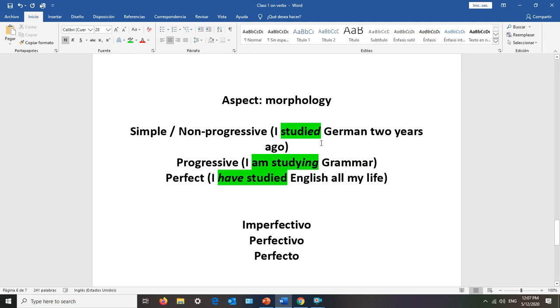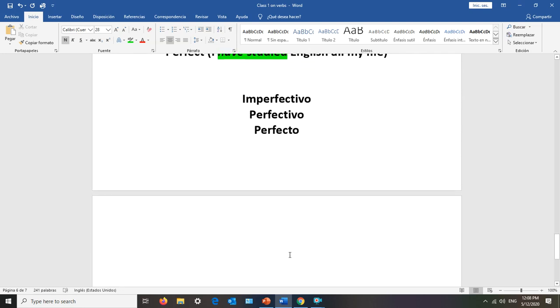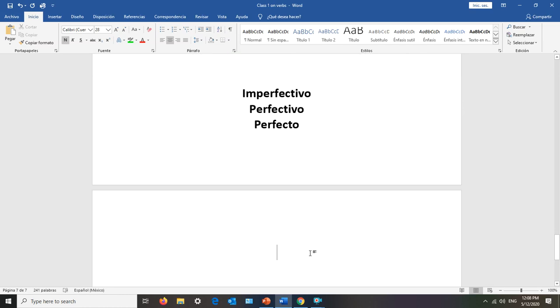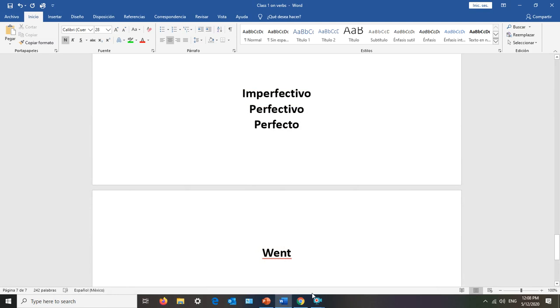Showing that the aspect here is simple, neither progressive nor perfect. Now, we can have a form like went that may be used to signal different internal temporalities. Let's get back to writing an example here.